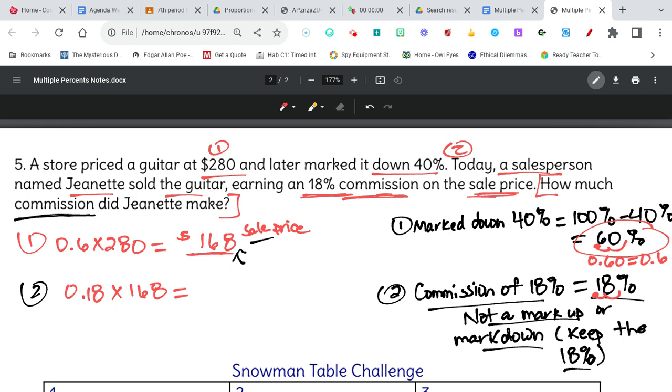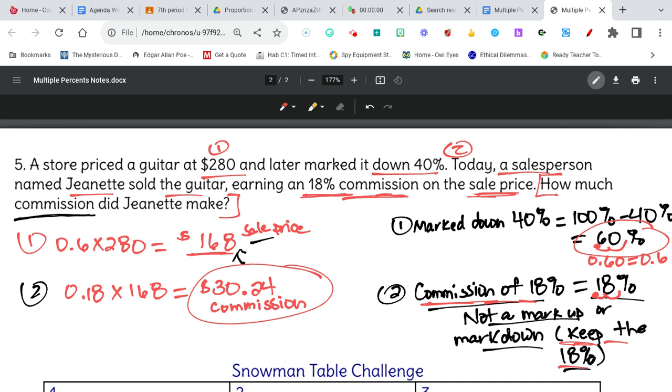So I got 18% commission times 168. She's only gonna earn $30.24 off that sale. So that's her commission. Again, guys, you keep the 18. You don't add 100 to it because commission doesn't make things go up. It's just the money you get for selling something. Commission doesn't make things go down, so you don't subtract it from 100. So whenever you're dealing with commission, you just keep the percent the same.